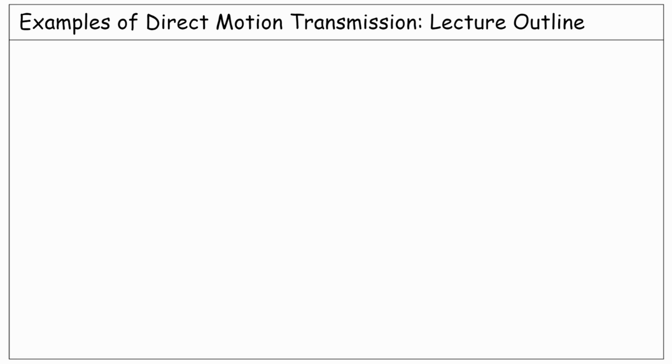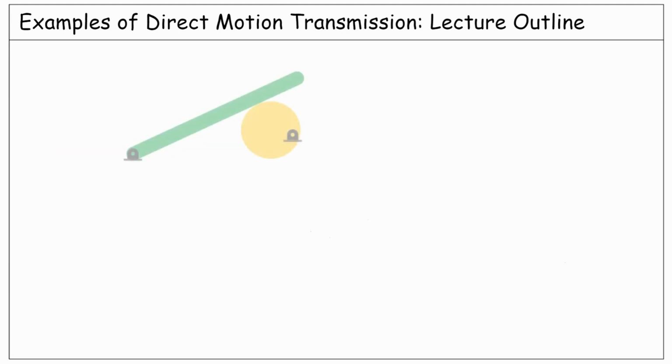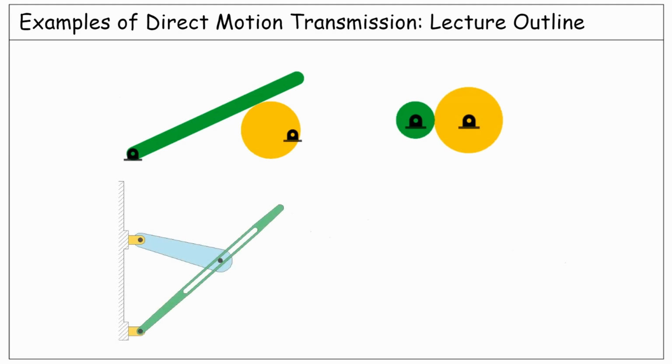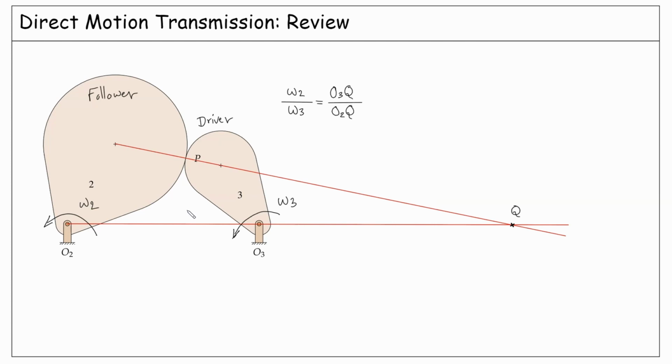In this lecture, we want to start using the formulation we introduced and proved for the ratio of the angular velocities of two rigid bodies between which the motion is transmitted. We start from examples of direct motion transmission in this lecture, and in the next lecture we will continue with examples of indirect motion transmission.